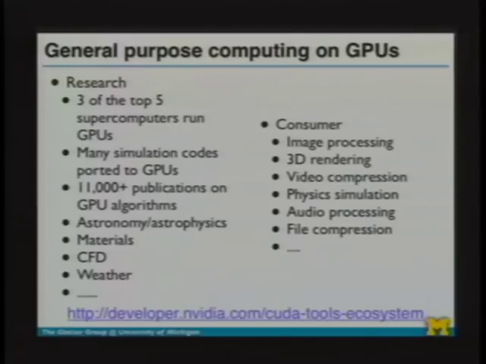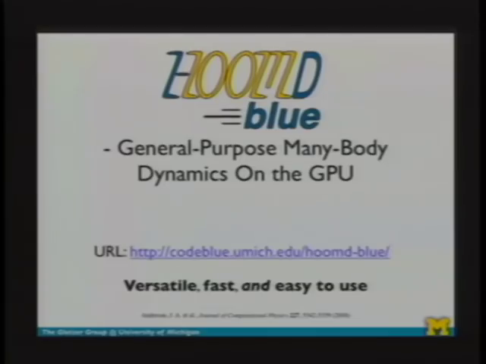On the consumer side, they're used to accelerate image processing and 3D rendering, like 3D Studio Max type stuff, where you're doing architectural renderings, or you're doing a rendered movie, the Pixar type animations. They're doing that kind of stuff on GPUs now. You can use them to compress videos faster, and the list goes on and on.